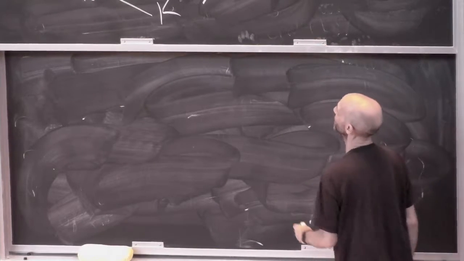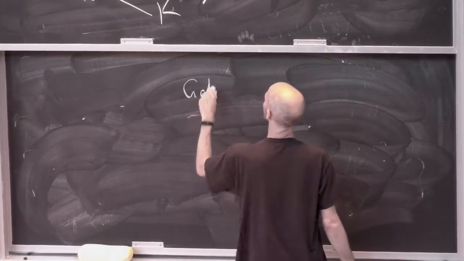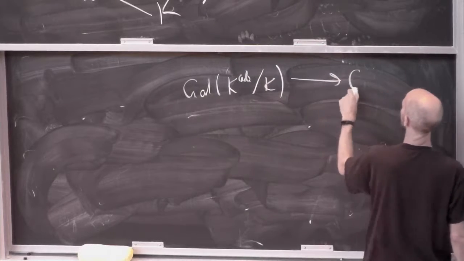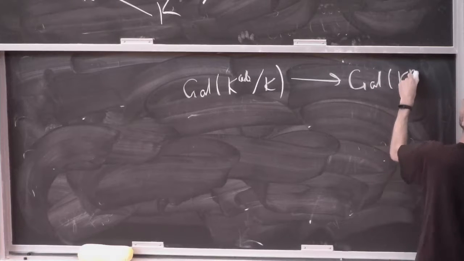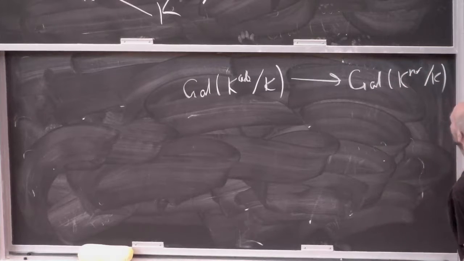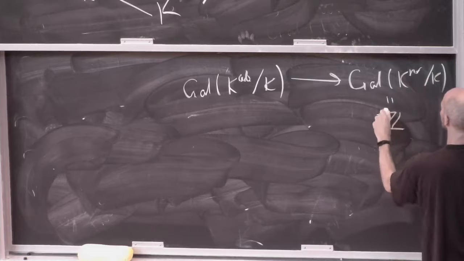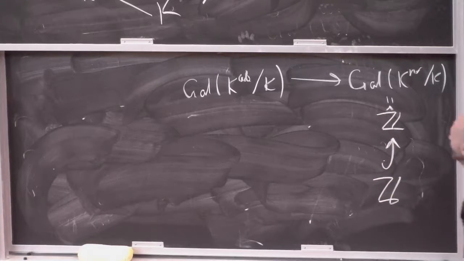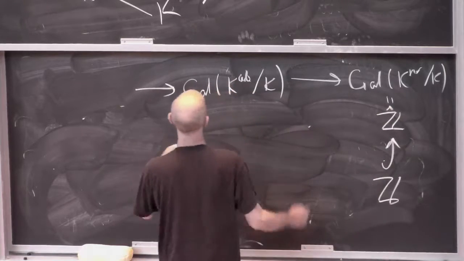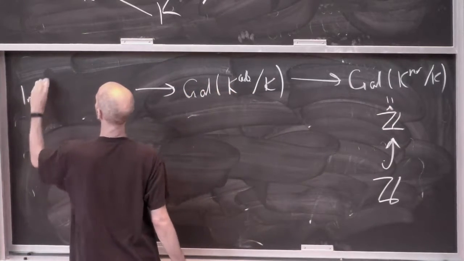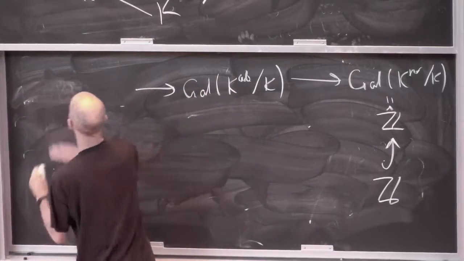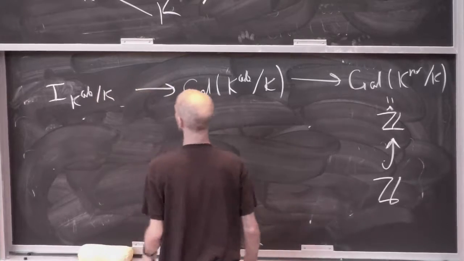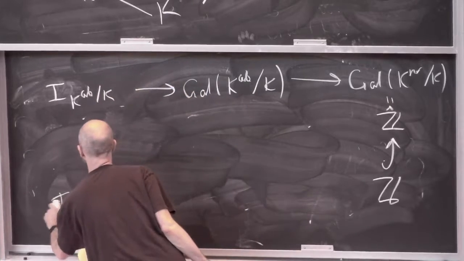So what we can do is take Gal K ab over K, and that's going to surject onto Gal K nr over K, and that's Z hat. And of course, there's a Z here, right? And here we have the image of inertia. Well, I've got a name for it, haven't I? I've got I K ab over K. There, that lives in there. And we can put I K ab over K here.